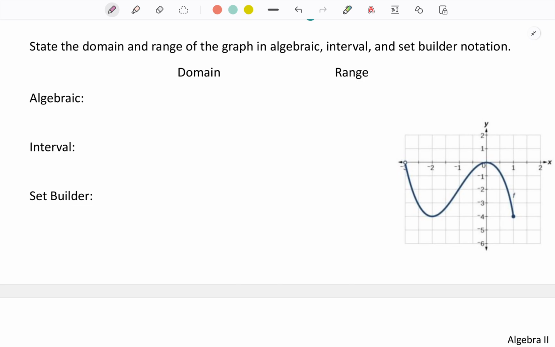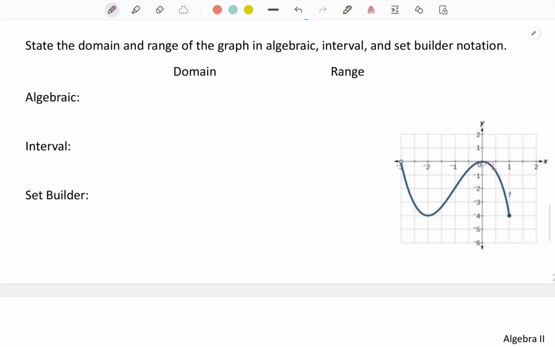So for algebraic notation on this next graph, this one is a little bit interesting because we do have that open endpoint, and then we also have the hump that is over here. So in our domain, we can go to -3 on the left, and then we can go up to 1 on the right. So we'll have -3 is less than x, which is less than or equal to 1.